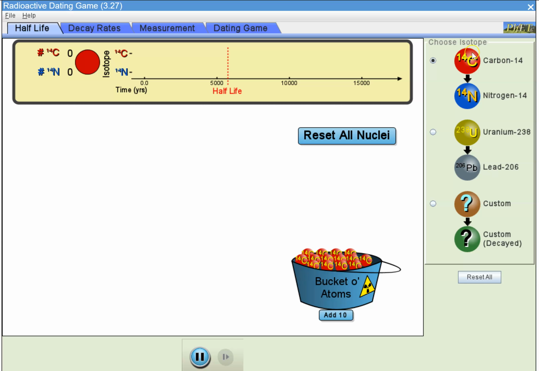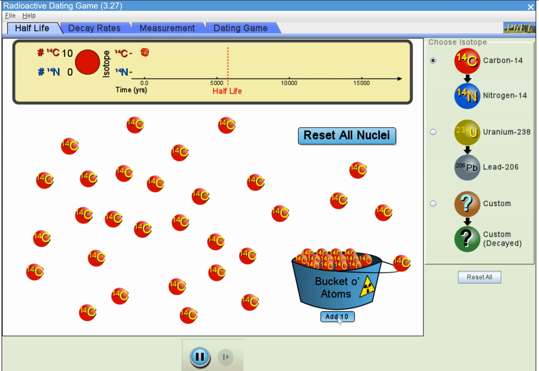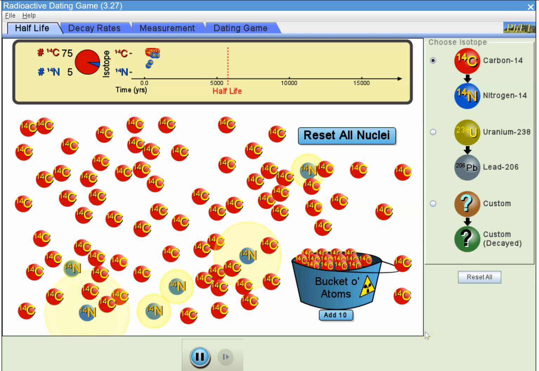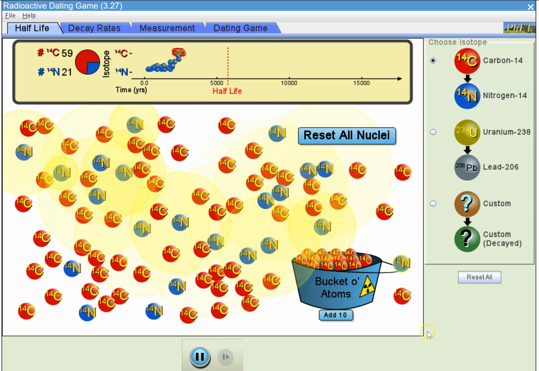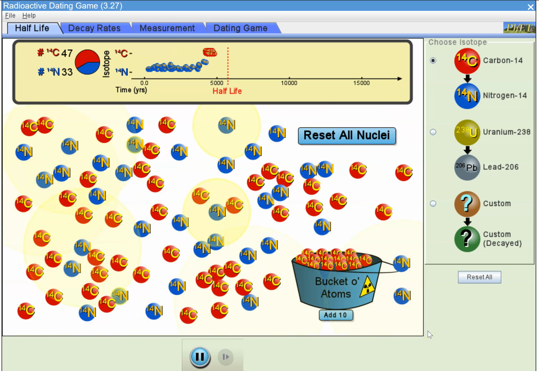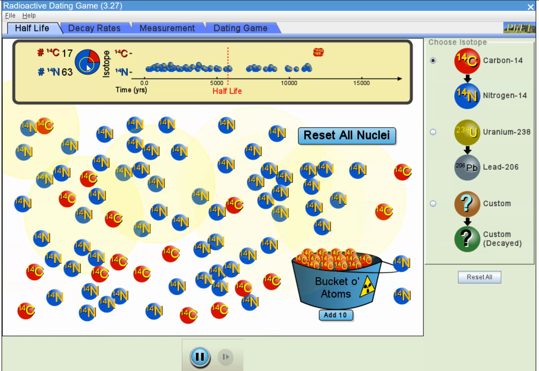So right now I have it set on the carbon to nitrogen decay reaction. And I'm just going to add a whole bunch of atoms. It's playing, so then we're going to watch what happens. And so two things we can look at in addition to the main screen is this pie chart and then how the graph is changing up here. And if you hadn't paid attention to these the first time, I encourage you to just sort of flip back and replay this section so you can observe those two things if you didn't the first time.